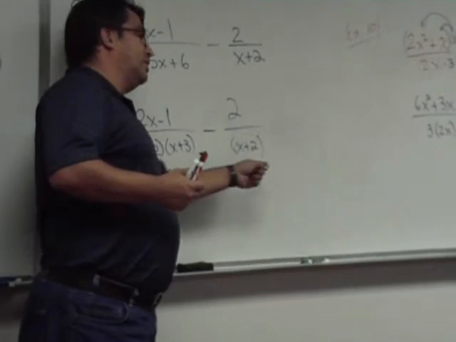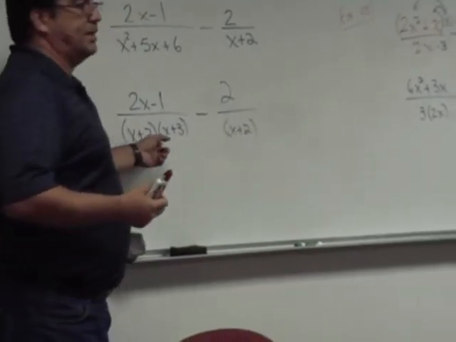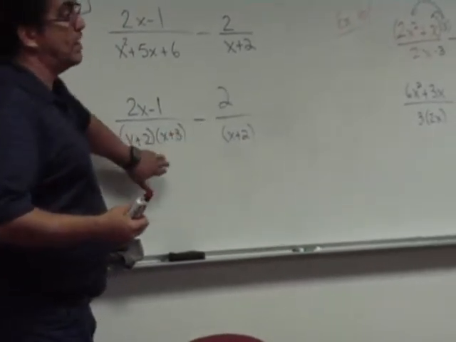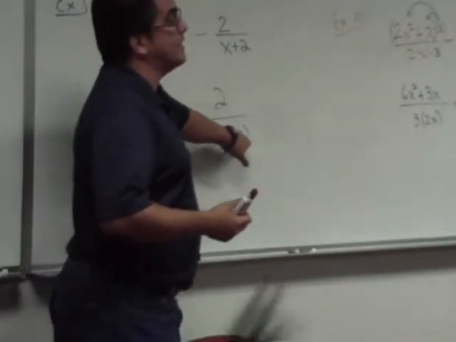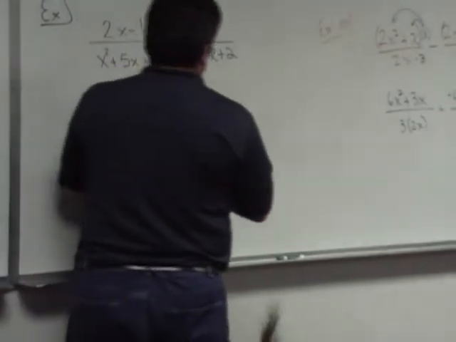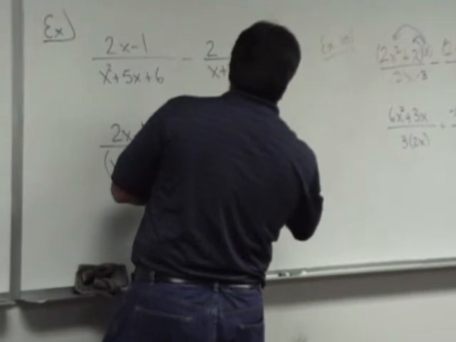The only thing over here is an x plus 2, and I see it right here. This one's not missing anything. I don't have to do anything to this denominator. What's this one missing? The x plus 2, right? The only thing we're missing here is x plus 3.